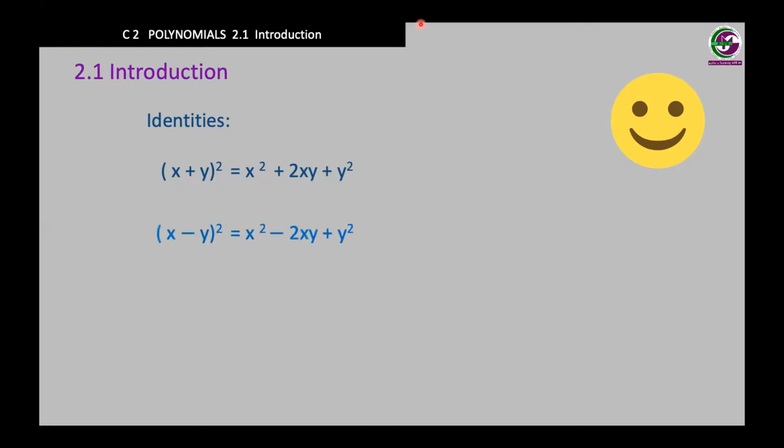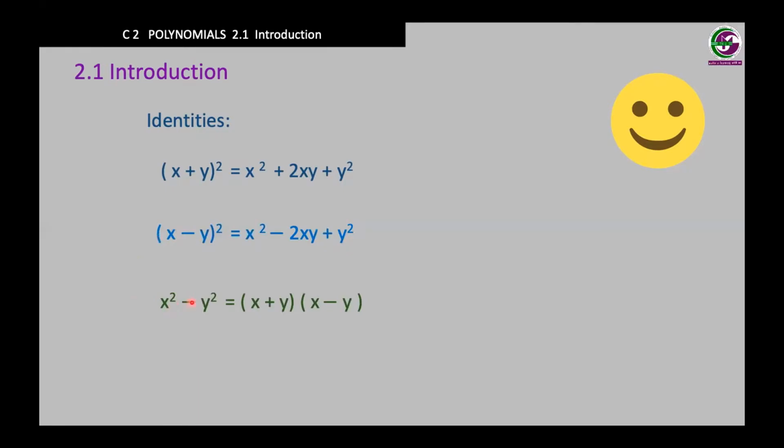Now the next identity is (x minus y) square. Here also, see the same idea. If it is plus, all of them will be plus. But if it is minus, remember only 2xy is minus. The first term and the last term are positive. Okay, moving on to the next one.